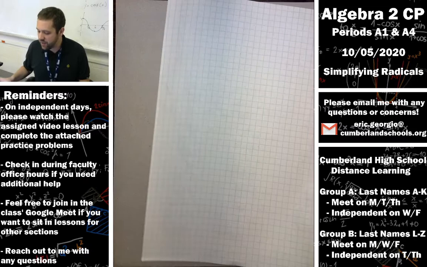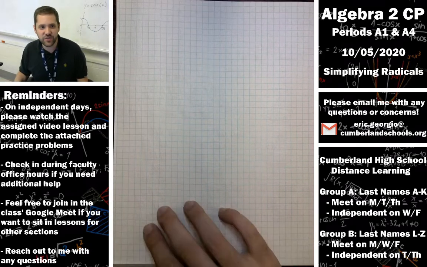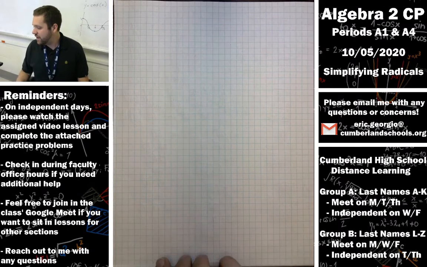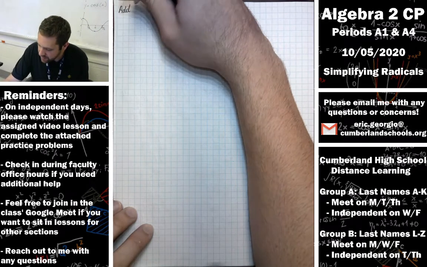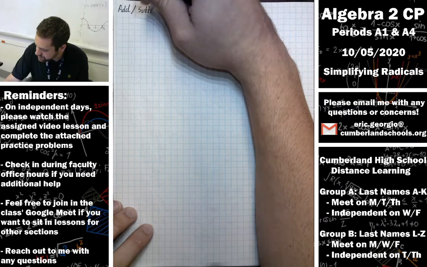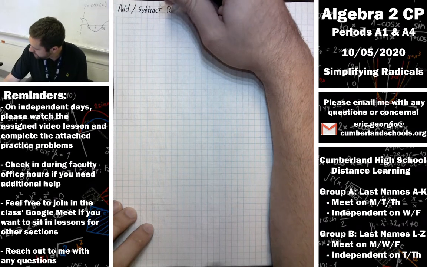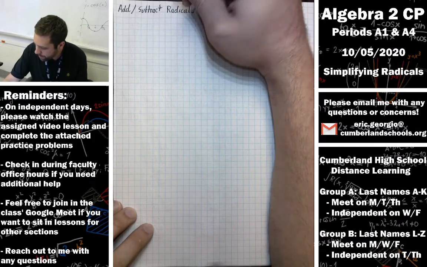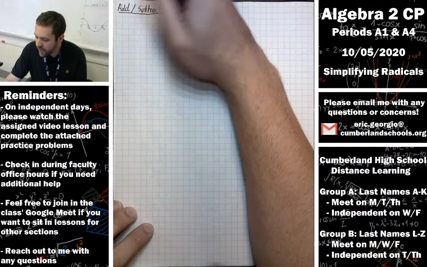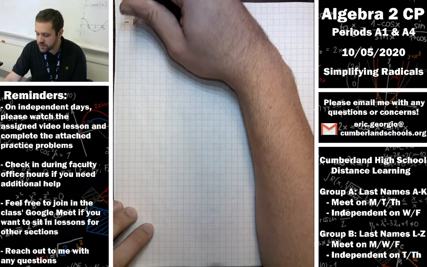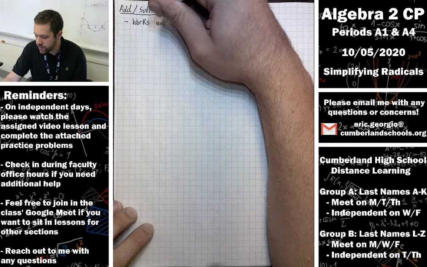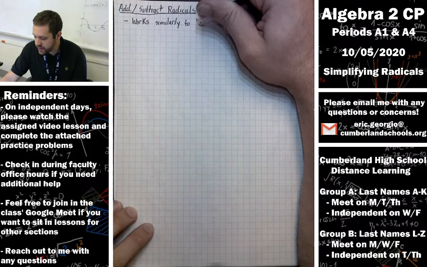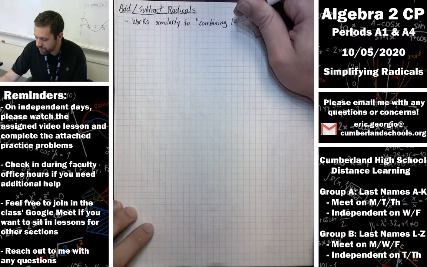But what I want to show you now is what if you have multiple, kind of adding and subtracting them all together. All right. What if I have this? Ready? I want to now add and subtract radicals. Okay? Well, adding and subtracting radicals kind of works similarly to combining like terms, which is like a common expression that we use in algebra all the time.